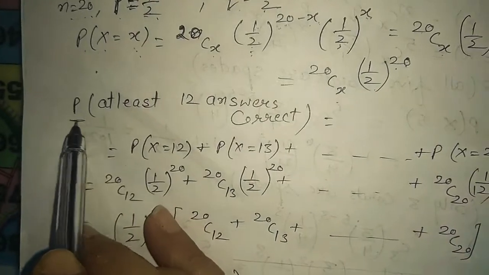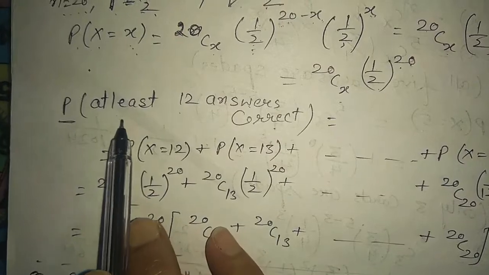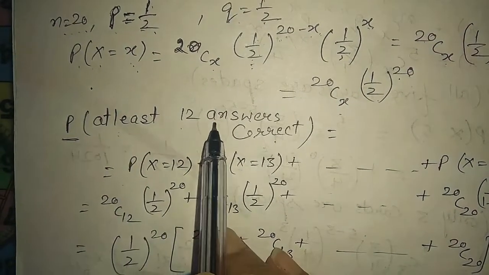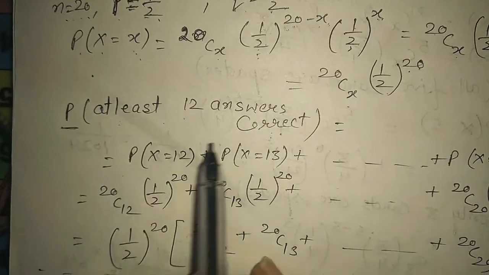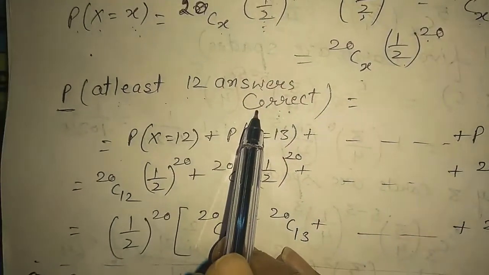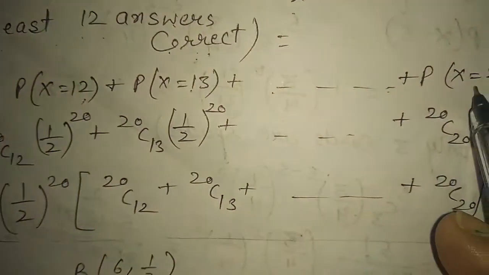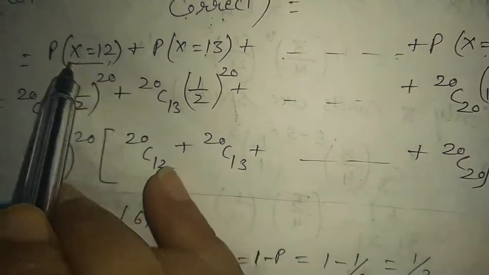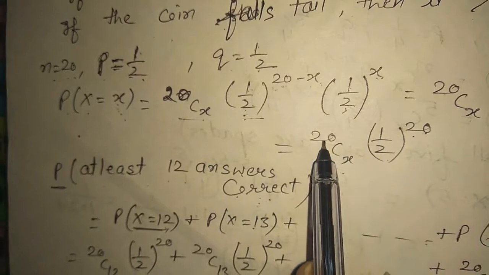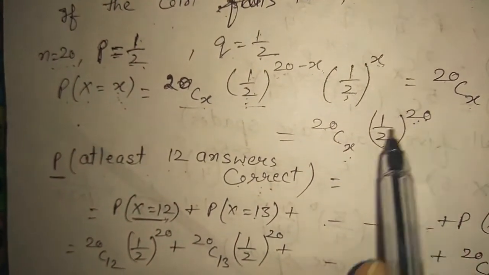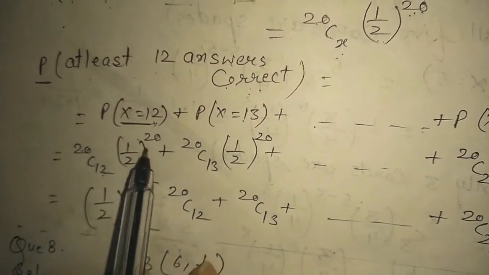So in this question, P(at least 12 answers correct). In this, we have to find the probability. He gave at least 12 answers correctly. So that means there are 20 questions and at least 12 answered correctly, meaning 12 is possible, 13 is possible, 14 is possible, and so on, 20 is also possible. So what is P(X = 12) here? We will put x equal to 12 in this formula. So it is 20Cx 1 by 2 raised to power 20. At the place of x, we will put 12. So it is 20C12 1 by 2 power 20.